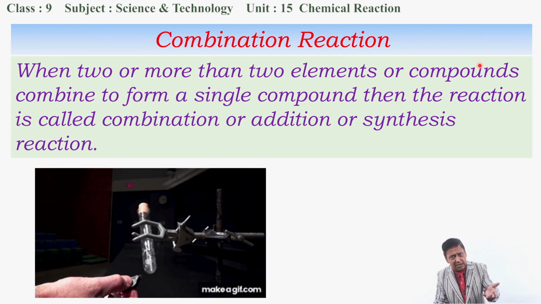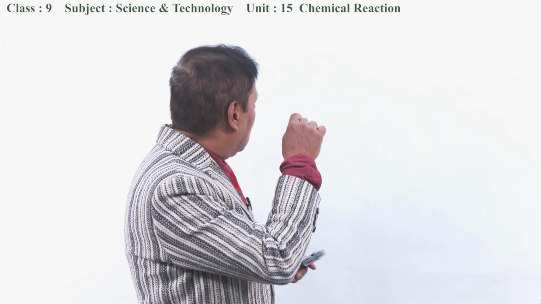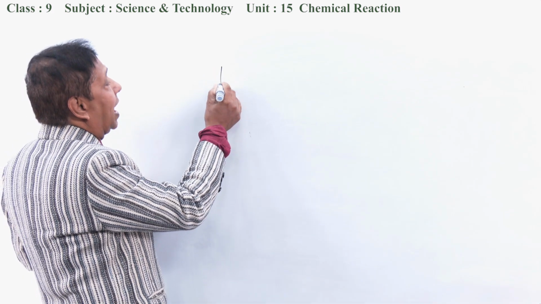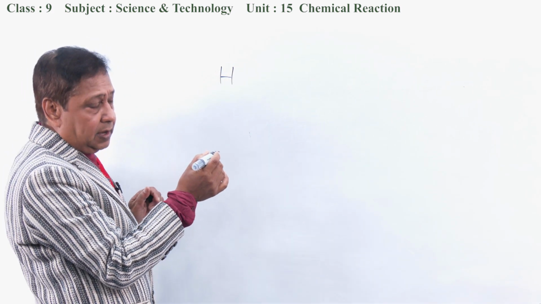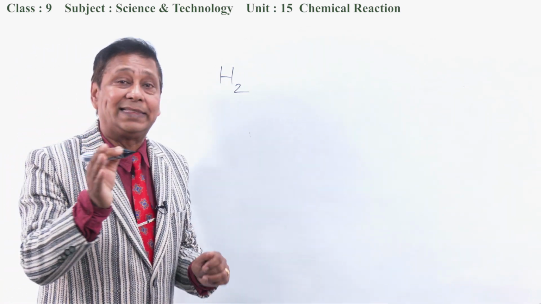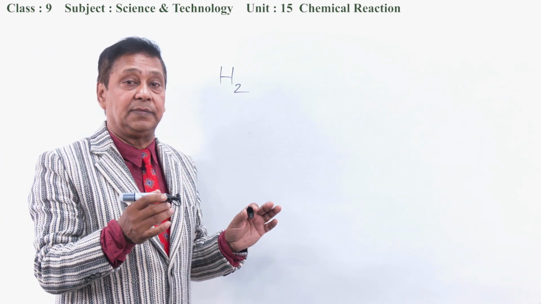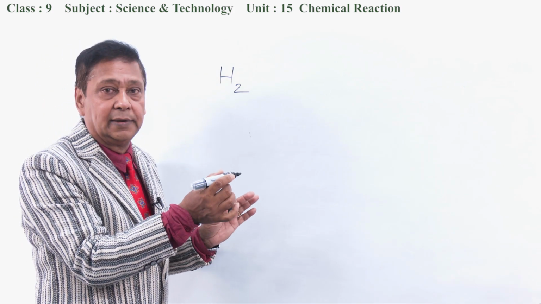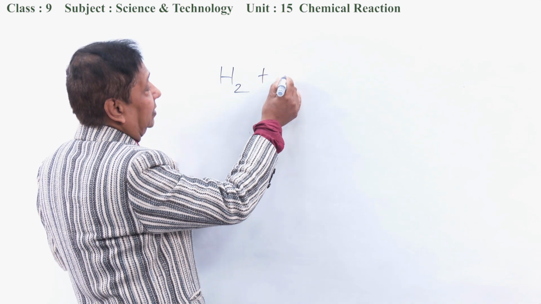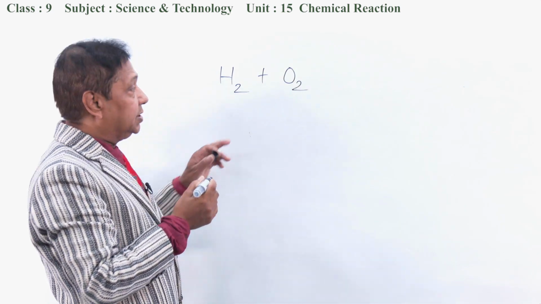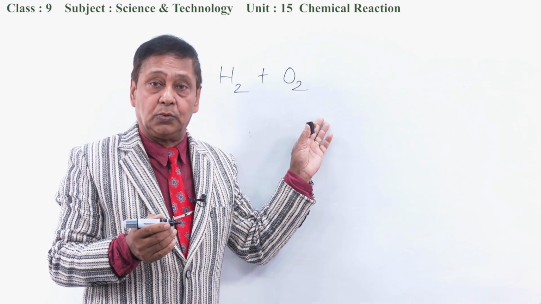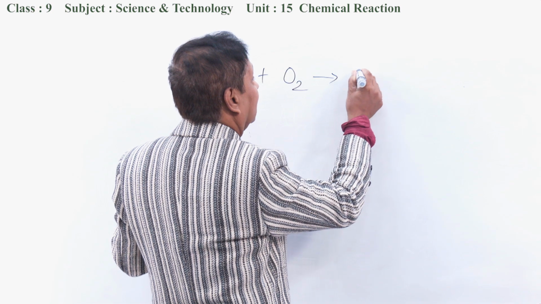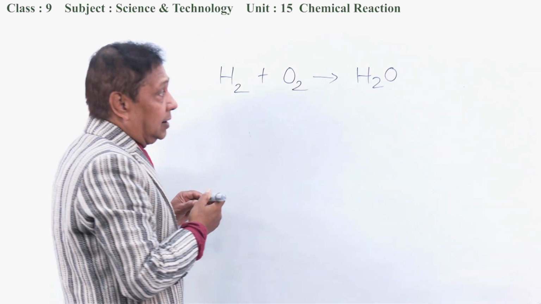Besides this, there are many combination reactions. I want to write one of the combination reactions here. Look at this. When hydrogen combines with oxygen, I'll write H2, not only H. The reason is very simple. Hydrogen is diatomic. If I was writing sulfur, then I'll write just S only. When hydrogen combines with oxygen, oxygen also should be written O2, because it is also diatomic. When these two combine with each other, we know that they form what? Water.